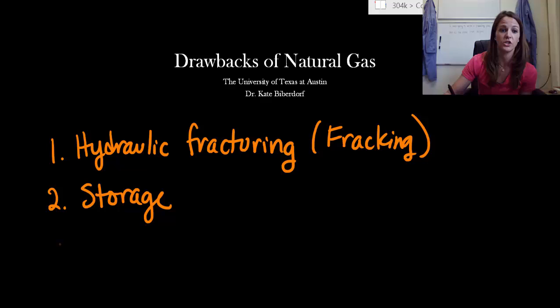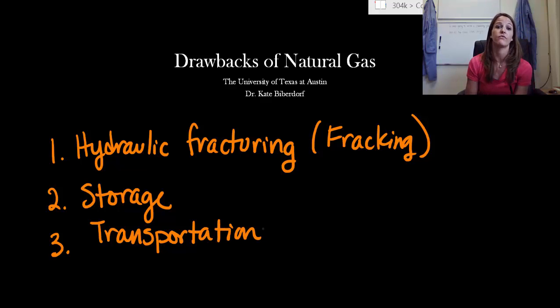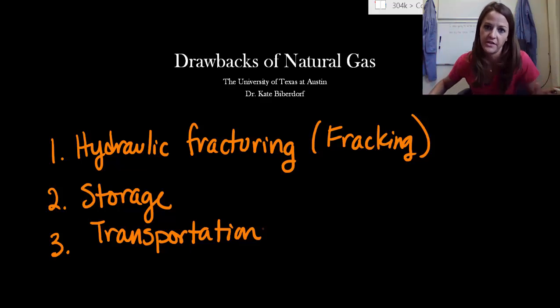All right, so that's storage. Number three, how about transportation? Like we said, natural gas is a gas, so it's going to be very, very difficult to move it from one continent to another. So let's say, for example, somewhere in England, they find this huge amount of natural gas and they want to share it with everyone for free. I don't know why they do that, but let's say they do. It would be extraordinarily difficult for them to send that gas over here to us in the U.S.